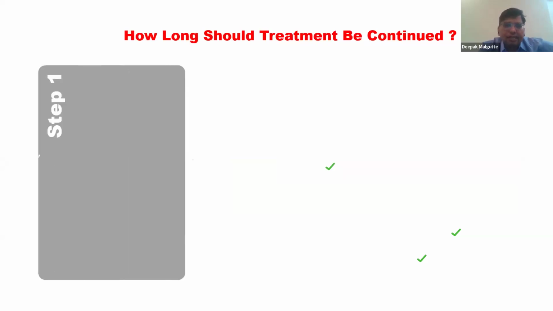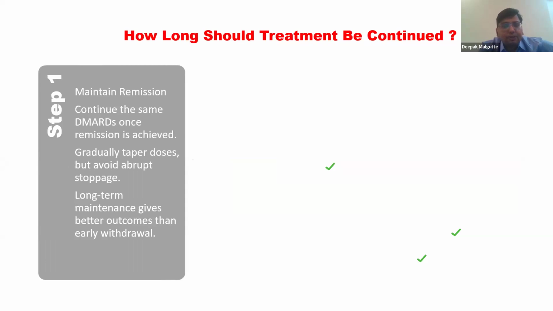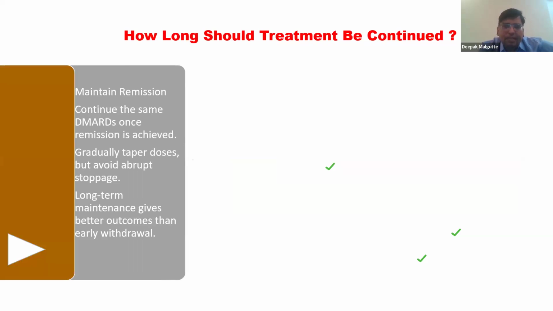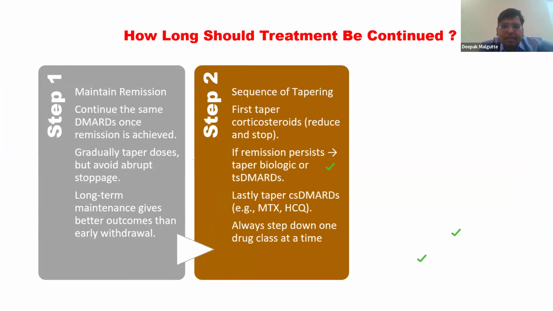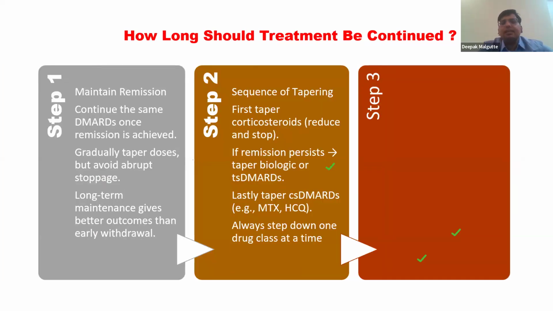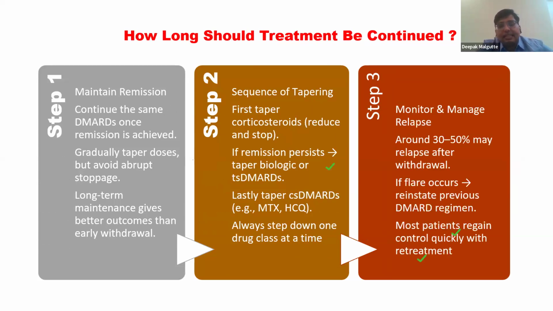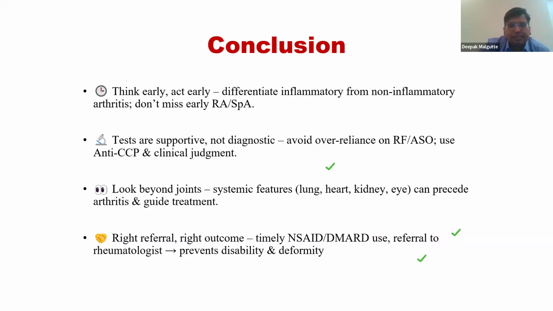And how long should treatment be continued? We need to maintain a sustained remission for at least 6 months to 1 year. And then we should taper the treatment, not abruptly discontinue. In tapering, what we should do is first taper the steroid, followed by the biologic, and then we should taper down the conventional DMARD therapy. There is a high risk of relapse after tapering these medicines. And if they develop a flare, then we should reinstate DMARD therapies.